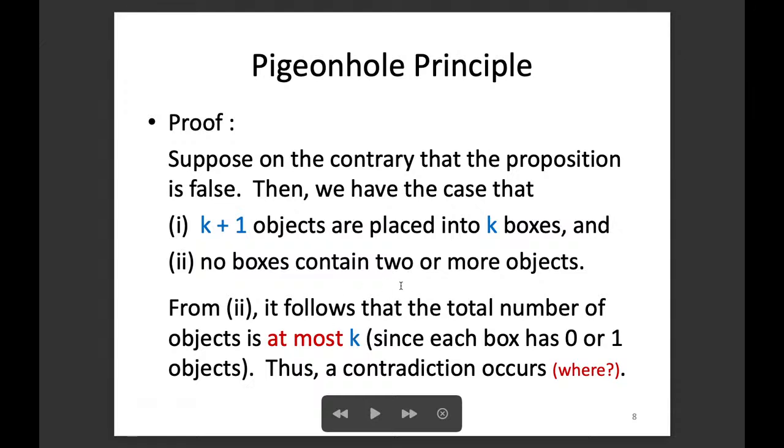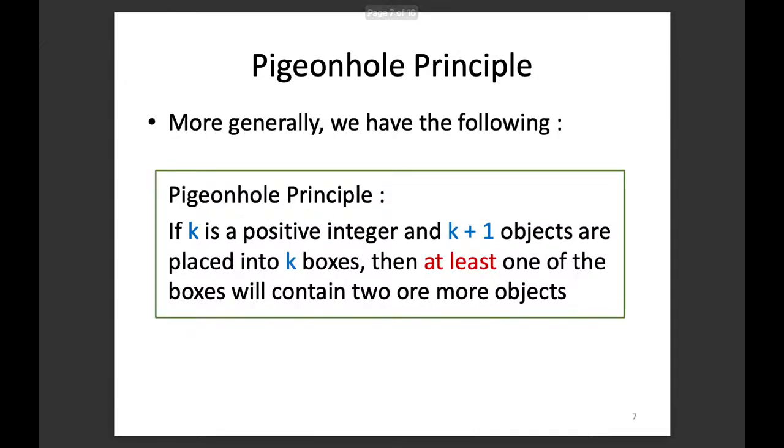We count the total number of objects in the boxes, so it is at most k. But then we arrive at a contradiction. So where is the contradiction? We have at most k objects, but we began with k plus 1 objects. These two contradict each other. In that sense, we have proven that this principle must be correct.